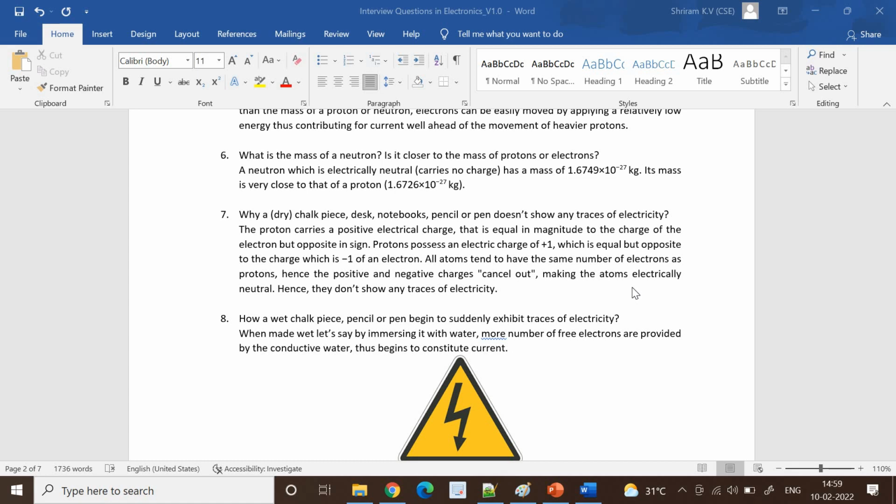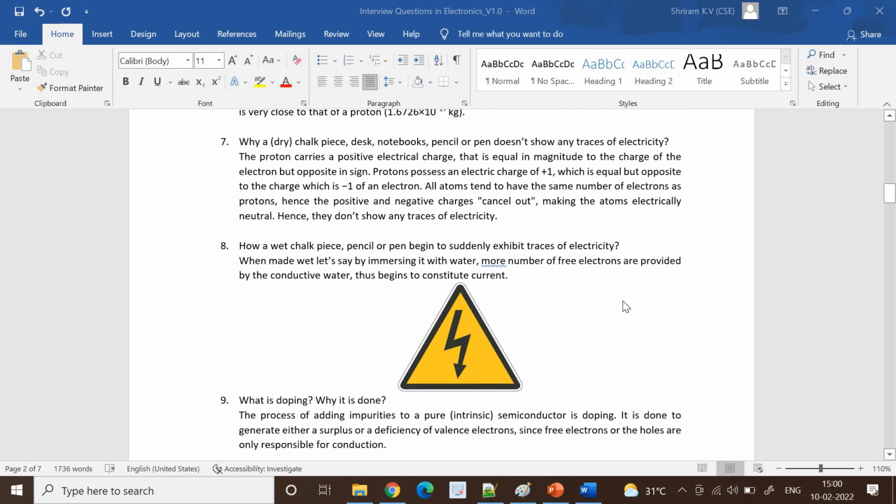All the atoms tend to have the same number of electrons as protons. Hence, please understand, the positive and the negative charges get cancelled out, making the atoms electrically neutral. And hence, they do not show any traces of electricity. So this is a very important question. I hope I made it clear. Next question is again very good, very easy and very important too.